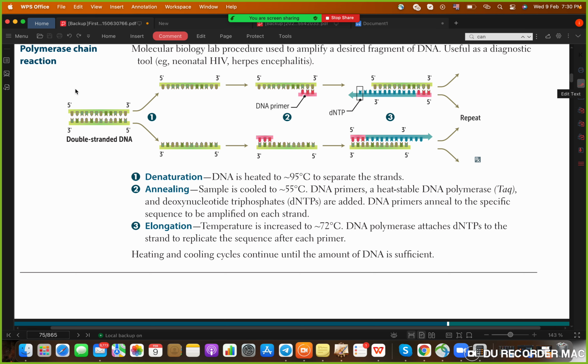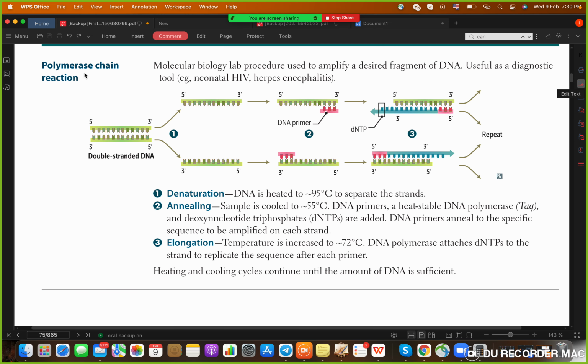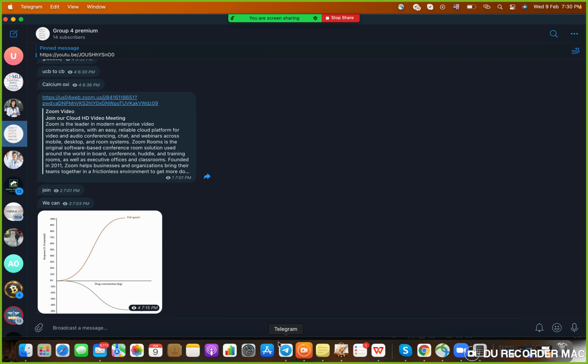Okay, PCR can be used for DNA-containing microorganisms, including viruses and bacteria. What about the RNA viruses? Will PCR work on them? Will PCR work on RNA viruses? What do you think? Will PCR work on an RNA virus?